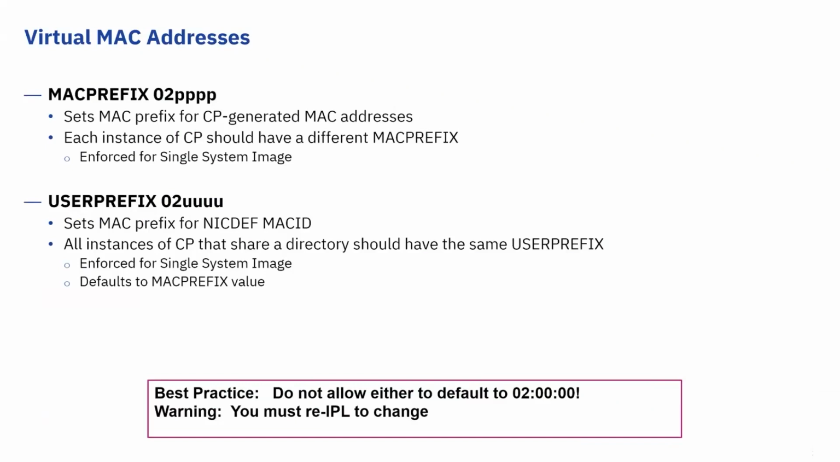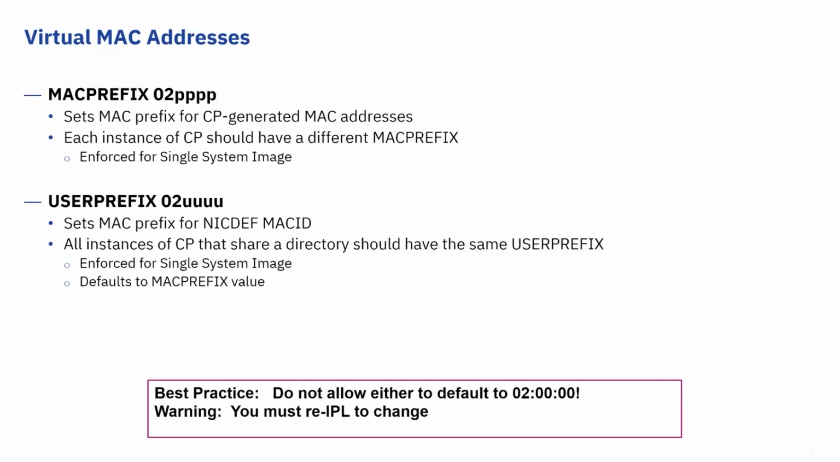And in fact, if this system is part of an SSI cluster, when it tries to join, CP will check with all the other members, and this one will be rejected, will not be allowed to join the cluster if it has a MAC prefix that duplicates one of the other cluster members.